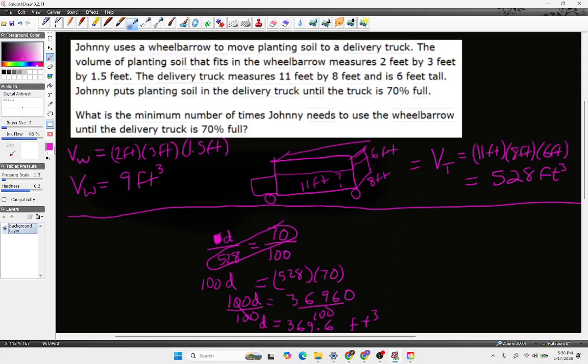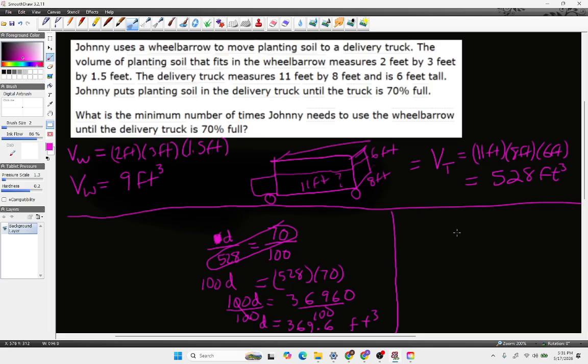Let's go back to what the question is asking us. What is the minimum number of times Johnny needs to use the wheelbarrow until the delivery truck is 70% full? They didn't ask us how much soil will cause the truck to be 70% full. If they did, we'd be done at this point. But we're now going to use this amount to figure out how many wheelbarrows worth this is going to equal out to, okay?